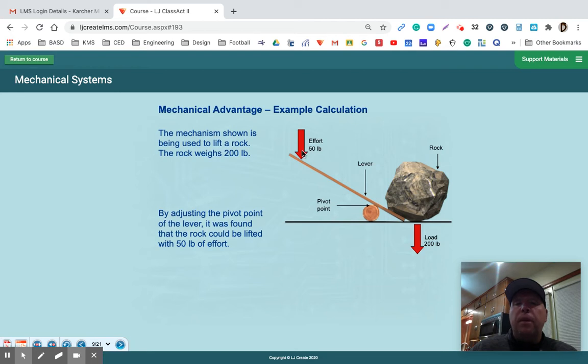So you don't have to apply 200 pounds of effort to push up a 200-pound rock, but rather 50 pounds of effort. And why are you allowed to do that? Because you are using this lever. Otherwise, in order to lift this rock, you'd have to be able to lift 200 pounds.